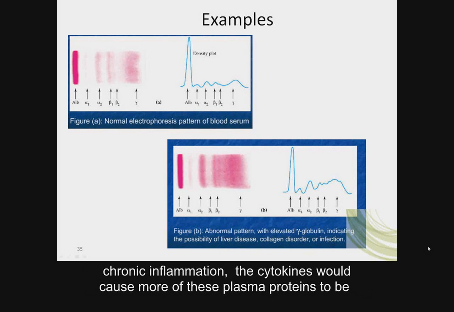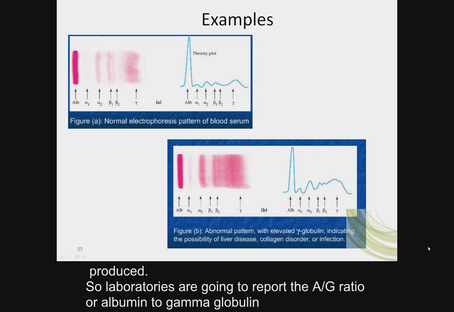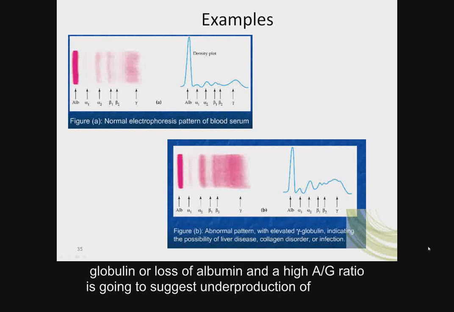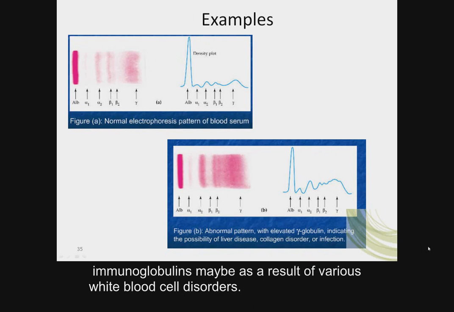So laboratories are going to report the AG ratio, or albumin to gamma globulin ratio. As I said, a low AG ratio may reflect an overproduction of gamma globulin or loss of albumin, and a high AG ratio is going to suggest underproduction of immunoglobulins, maybe as a result of various white blood cell disorders.